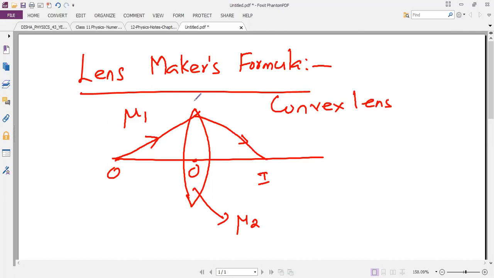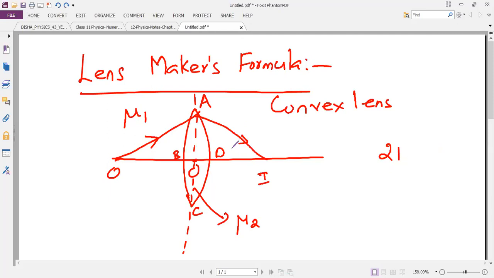The next one, for this lens, I will mark 4 points: A, B, C, and D. This is A, this is B, at this end it is C, and this one is D. A, B, C, D. Okay, so this is the center of curvature. We refer to F1, that is the focus, but F1 is also considered the center of curvature. Same thing, for this lens also just consider it the center of curvature.